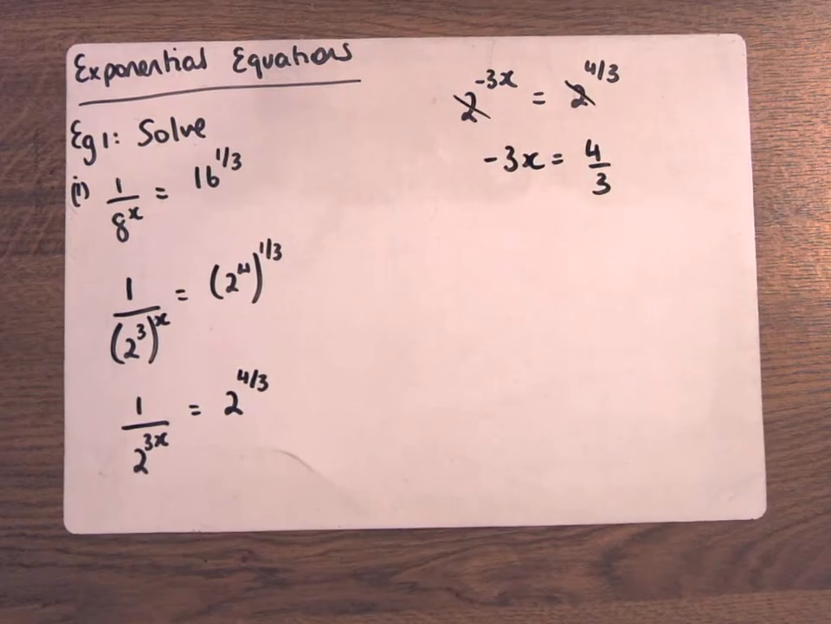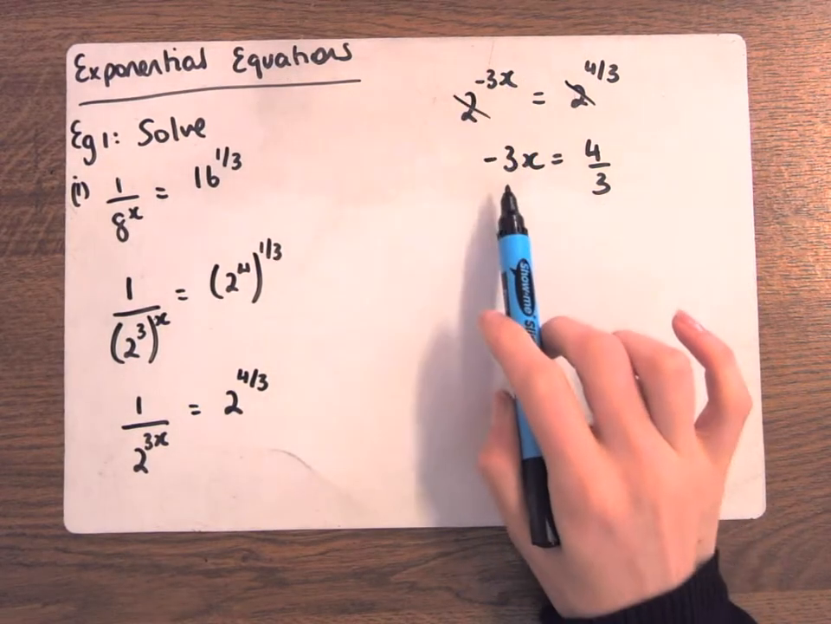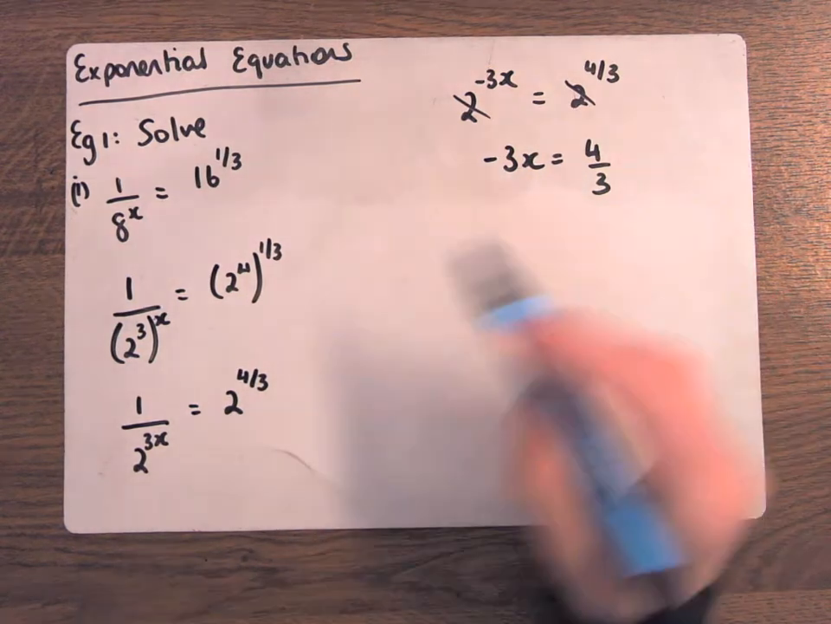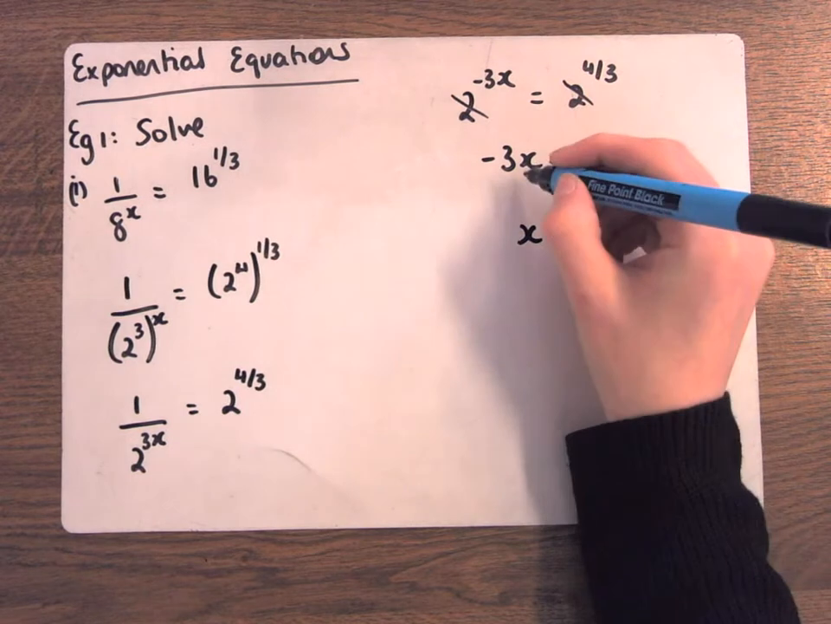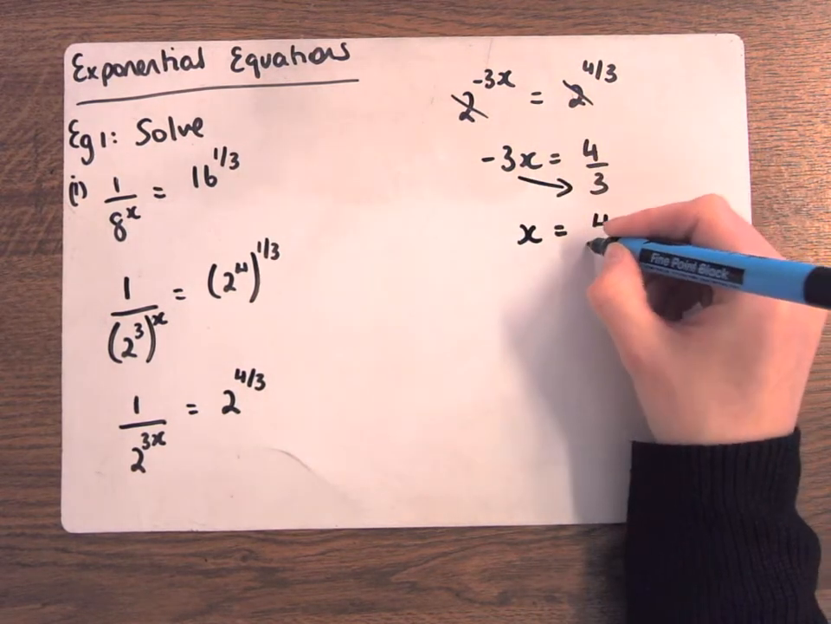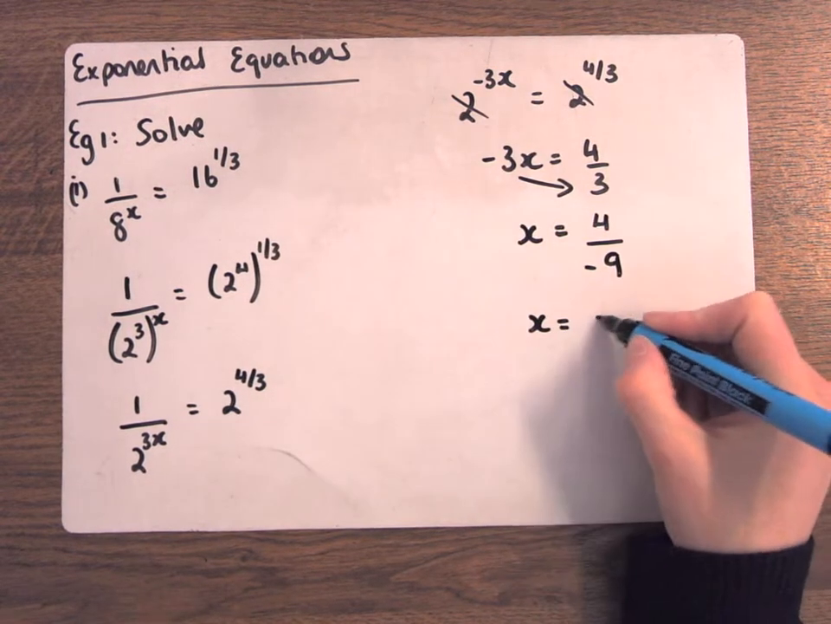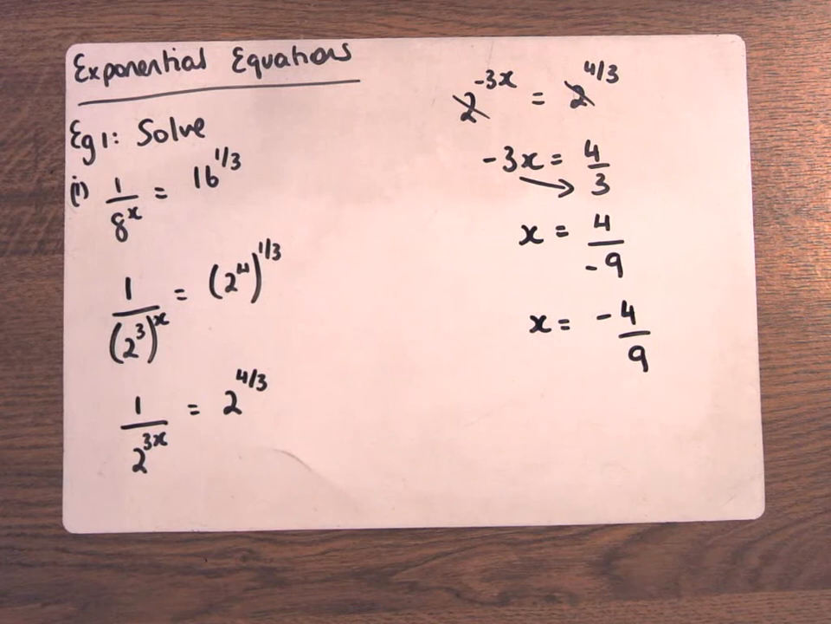You can cross them if you want. Your powers become the equation. So minus 3x is 4 over 3. So how do I get what x is? Bring that minus 3 down. But we know we don't really like having a minus on the bottom, so it goes into the top. So we did these at Junior Cert, nothing new here. Did you keep it as minus 9? It's not great. It's better maths to have it outside.